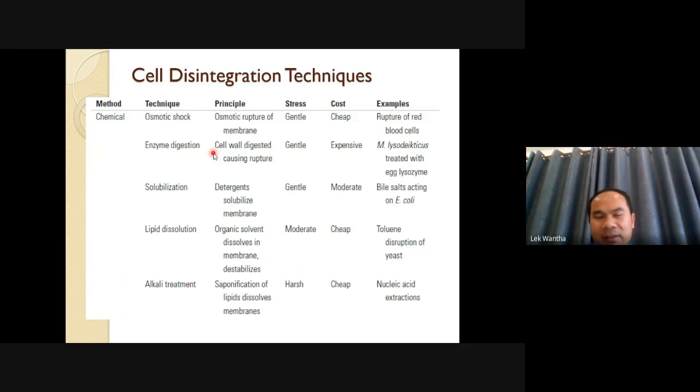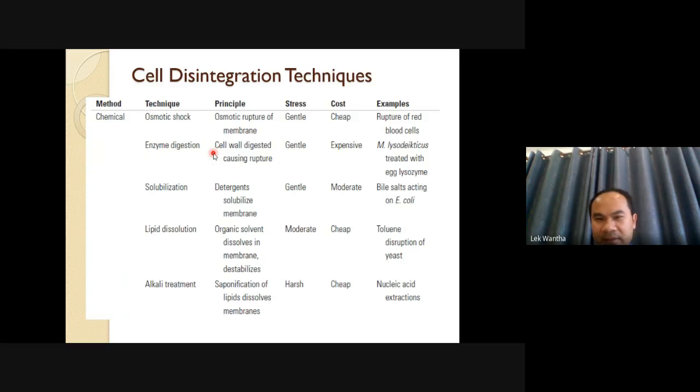It is also a gentle condition, but the cost is moderate. It's not cheap and not expensive, moderate. For this case, for example, we use salt acting on E. coli. And the next example is lipid dissolution. Lipid dissolution means we add some solvent to destroy the cell wall. For this case, we destroy the lipid in the cell wall or the membrane. If the lipid is destroyed, some of the membrane breaks and then the cell can release some product of the cell.